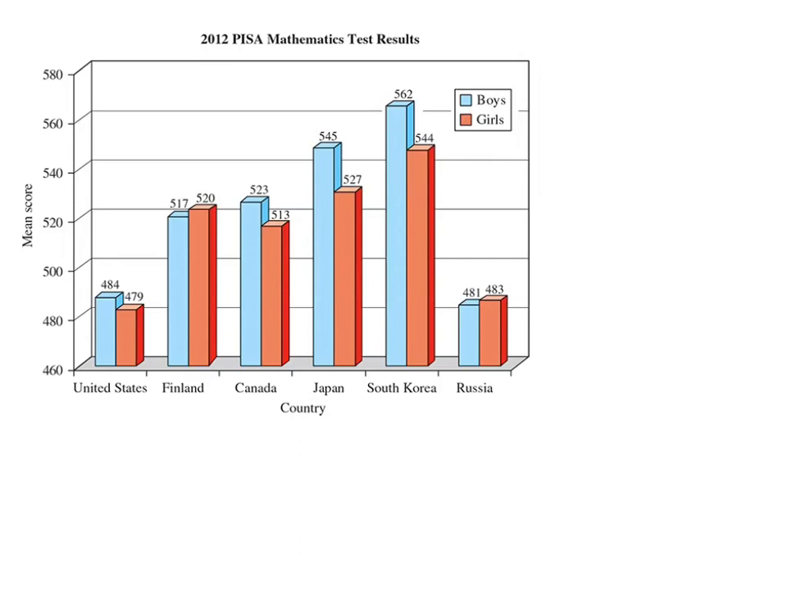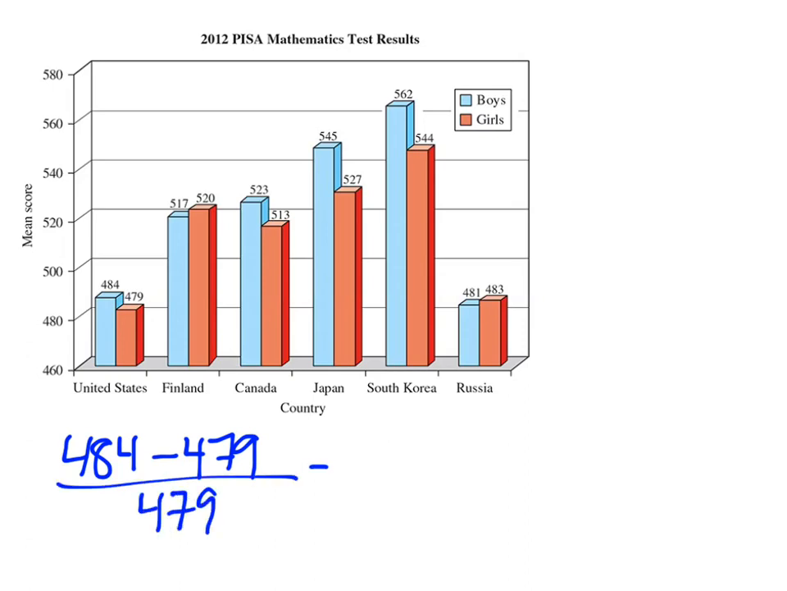So for the overall score comparison, let's compare the boys' scores to the girls' scores. We can do that by subtracting: boys' scores minus the girls' score. And then we're comparing to the girls' score, so let's divide by the girls' score. And this is a difference of 5 points out of 479. And that's about a 1% difference. So we could say that the boys, on average, because these are mean scores, scored about 1% higher than the girls did.